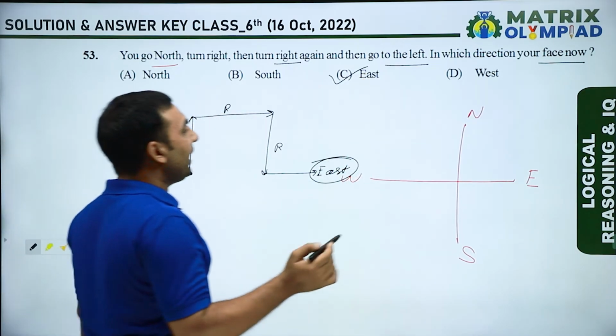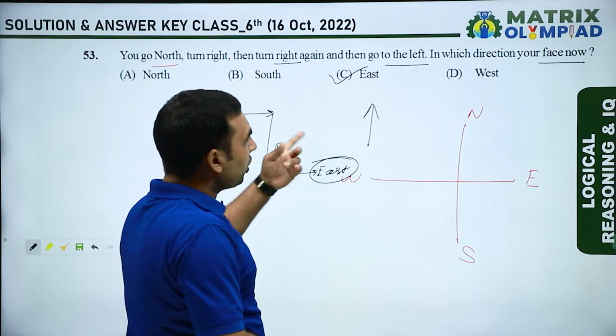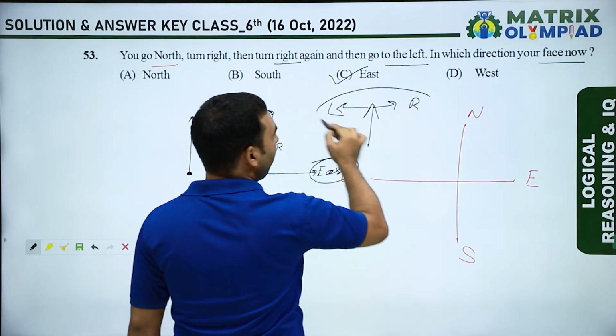If you are confused about left and right, then for example you are walking in the north direction, this is our right turn and this is our left turn.